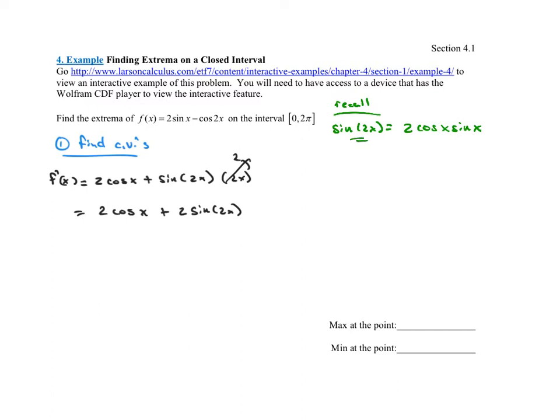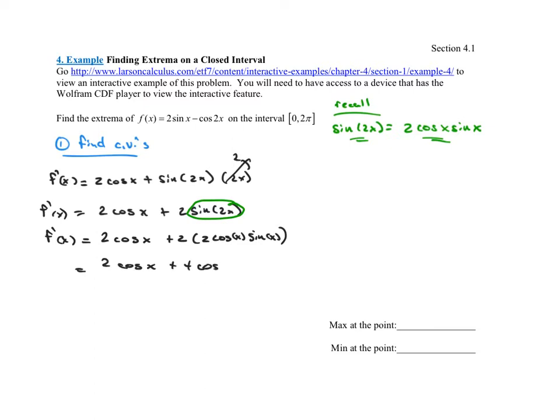Why do you need to use that? Because that's what we're going to substitute back into what we just did right here. So when we do this, and why did we want to do that? We wanted to try to get it in terms of one trig function. It didn't quite work, but we needed to change it out. So this would be 2 cosine of x plus 2 times 2 cosine x sine x. We can clean that up a little bit. So that would be 2 cosine x plus 4 cosine x sine x.